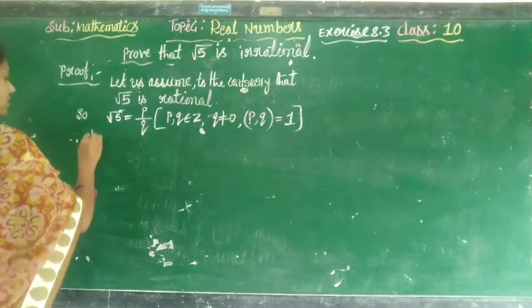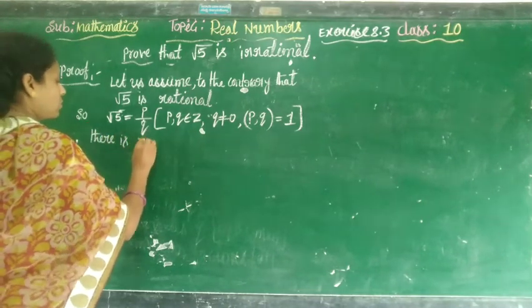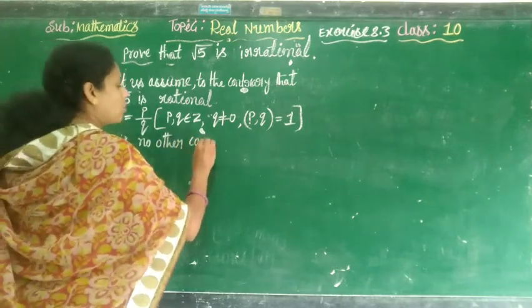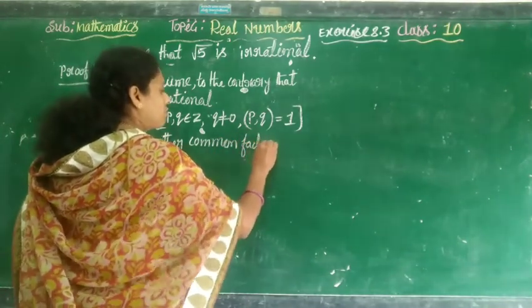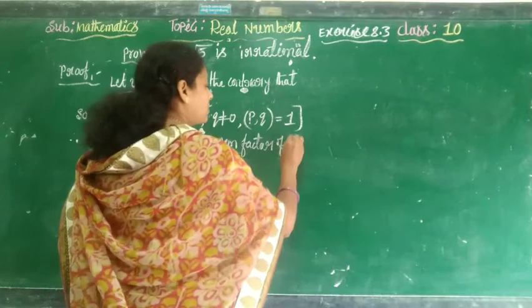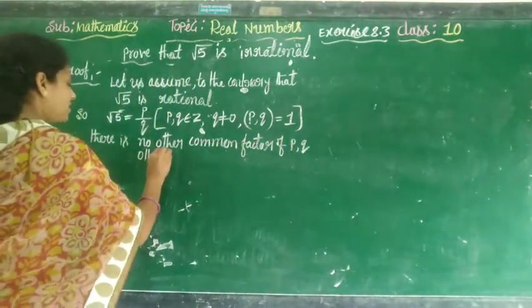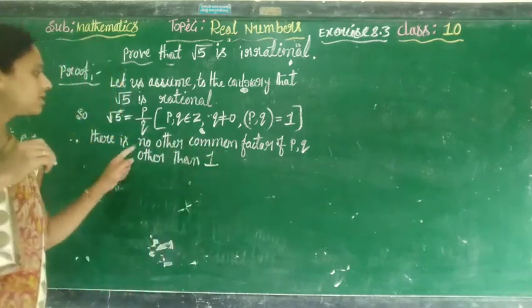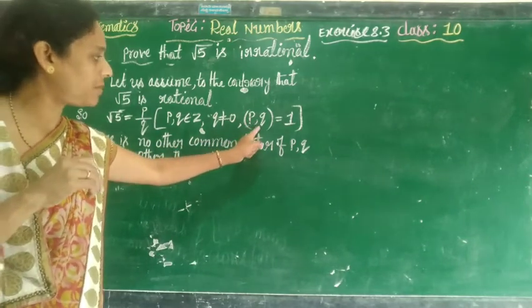Therefore, there is no other common factors of p, q other than 1. So there is no common factors of p and q.